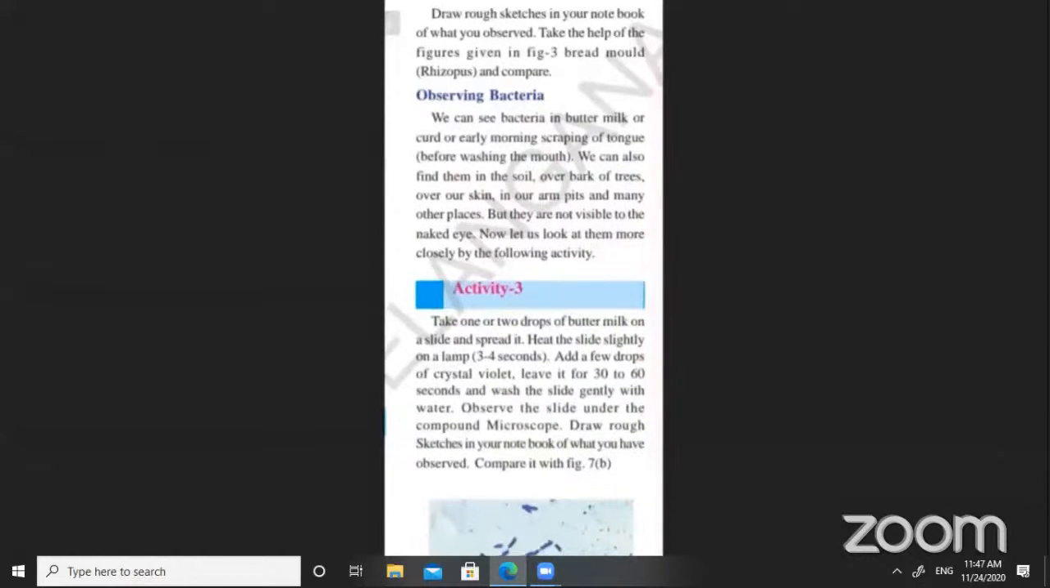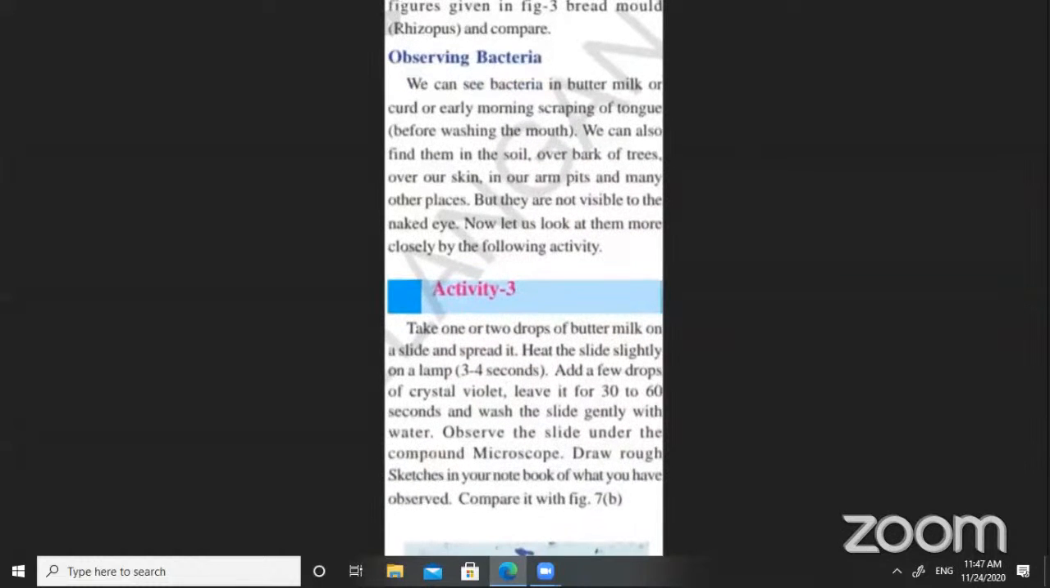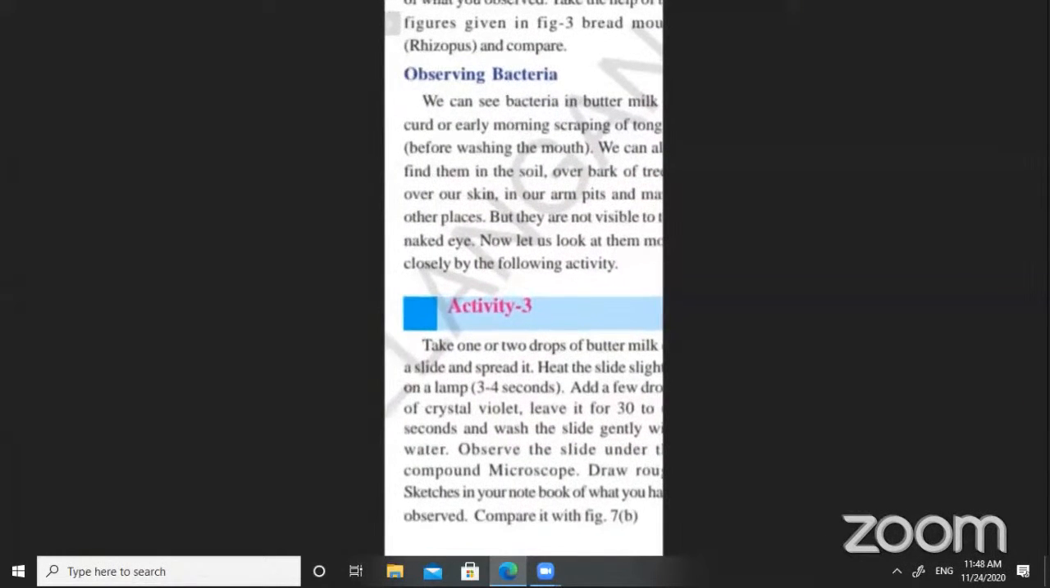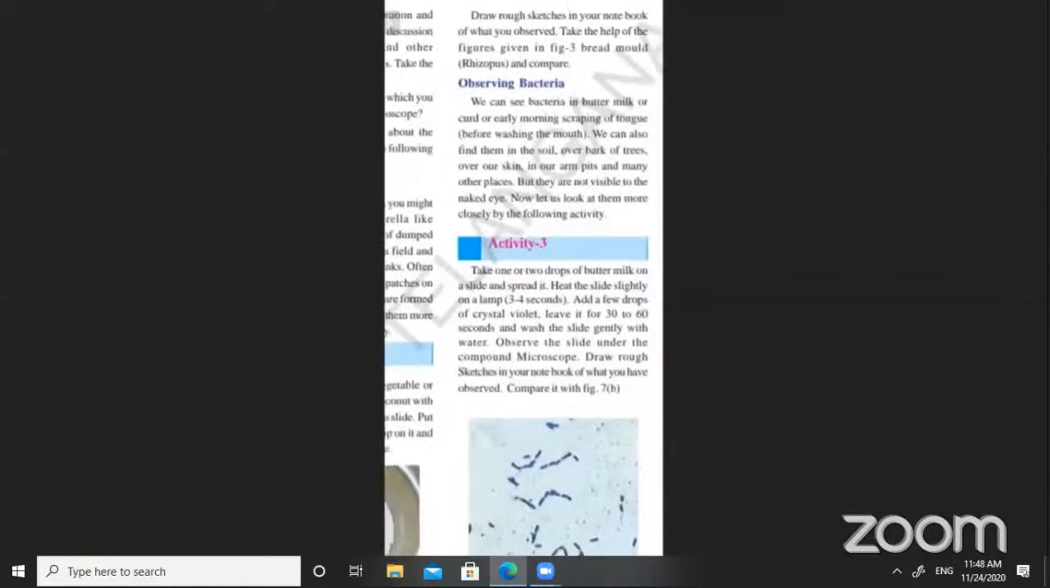We can also find them in the soil, over the bark of trees, over our skin, in our armpits, and many other places, but they are not visible to the naked eye because they are very micro. They are microparticles. They are microorganisms. So we can't see them with our naked eye. That's why they come under microorganisms. Now let us look at them more closely by the following activity.